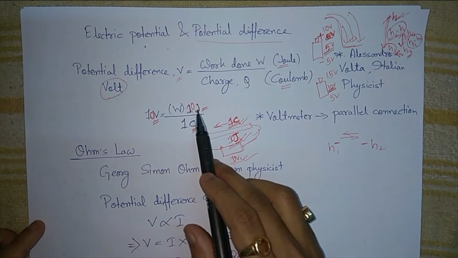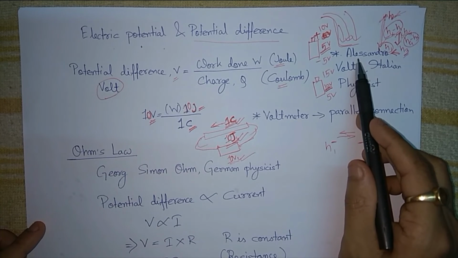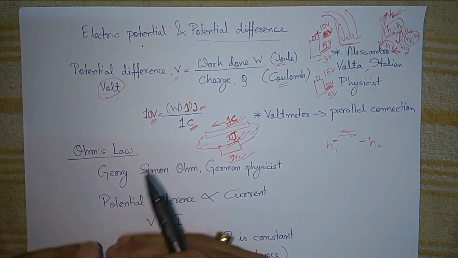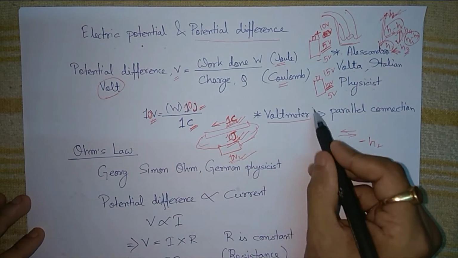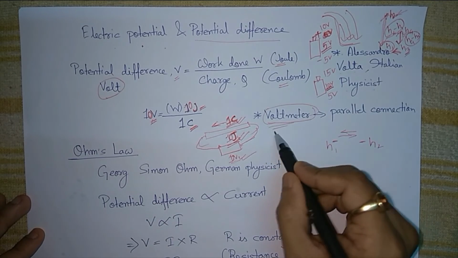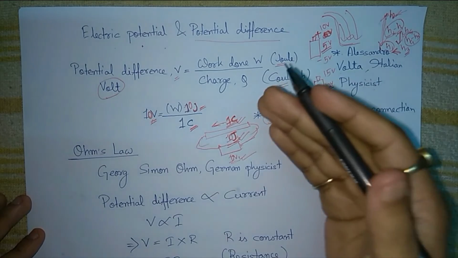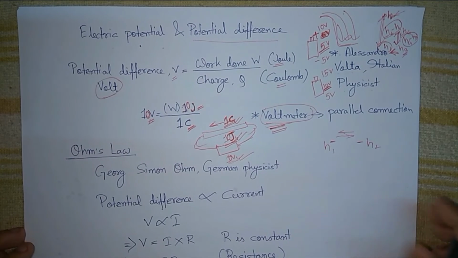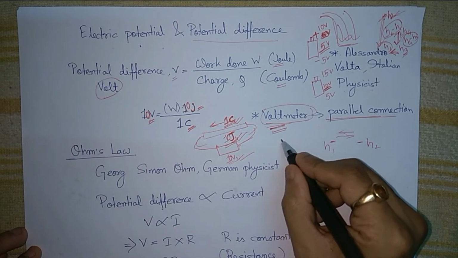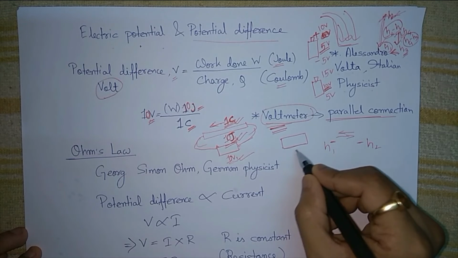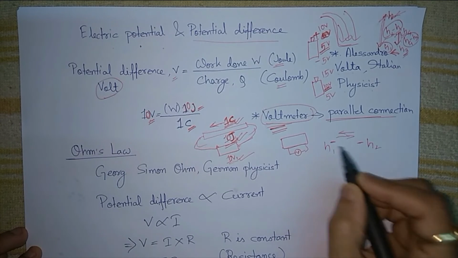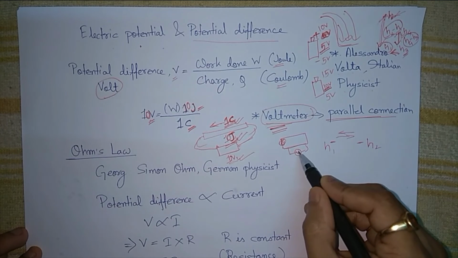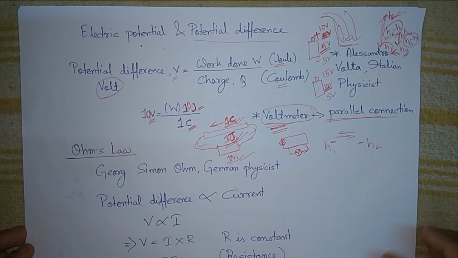So again, this potential difference concept was given by Alessandro Volta. He was an Italian physicist. To measure the voltage, a device is used known as voltmeter. To measure the current, we had ammeter. To measure the voltage or potential difference, we have voltmeter, which is attached as parallel connection. Parallel connection means this is the circuit. Parallel connection is this one. If the ammeter is connected here, this is series connection, but this is parallel connection. Voltmeter is connected in this way.